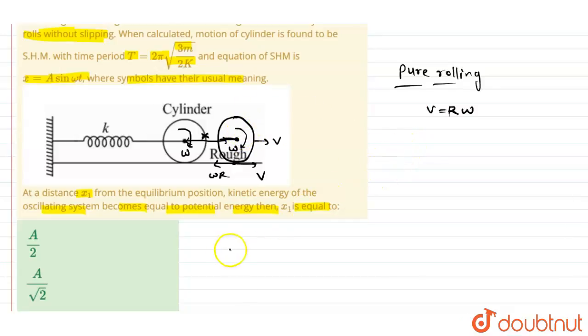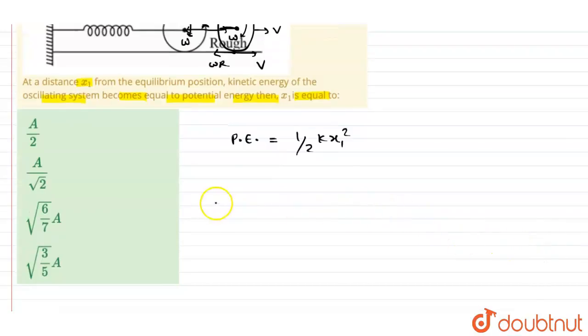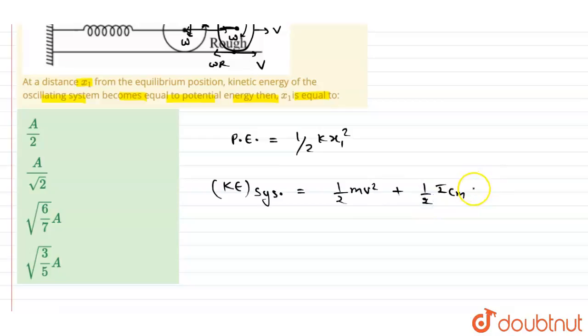Now for the potential energy of the system, it can be said as half of kx square, as we know for the spring energy system. So it is half of k x1 square. And when you write the kinetic energy for the system, it can be written as half of mv square, which is for translation, and for rotation it is half of I, the inertia about the center of mass, multiplied with omega square.